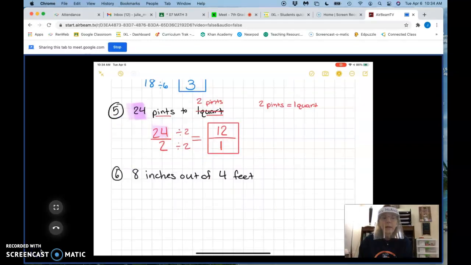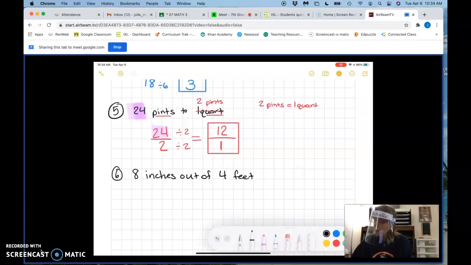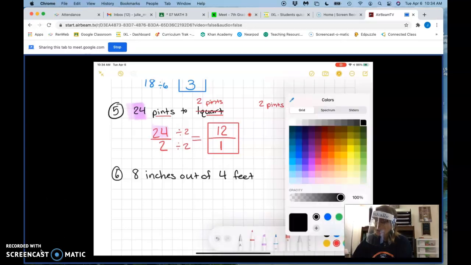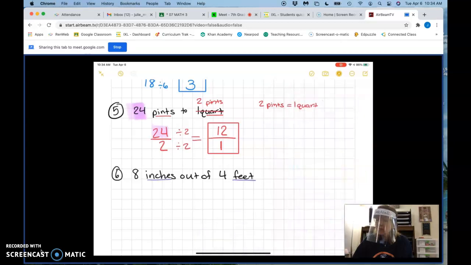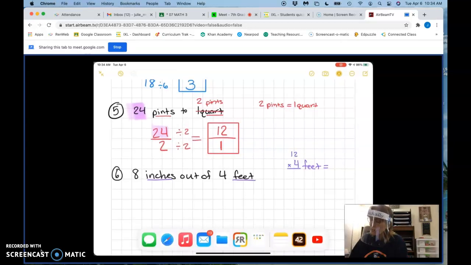Okay, so this one is like the last one. 8 inches out of 4 feet. Are my units the same? No. So I have to make them the same before I can move on. So how many inches are in 4 feet? How many inches are in 1 foot? 12. So if we do 12 times 4, we can find out how many inches are in 4 feet. Wow, good job. Tiffany's on the ball today. Okay, so 48 inches is what we're going to replace 4 feet with.